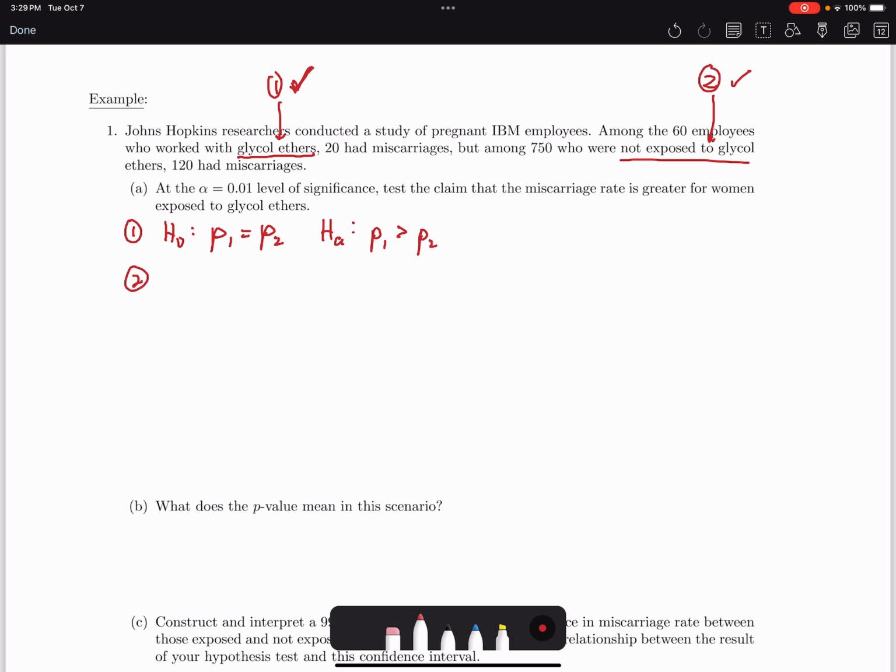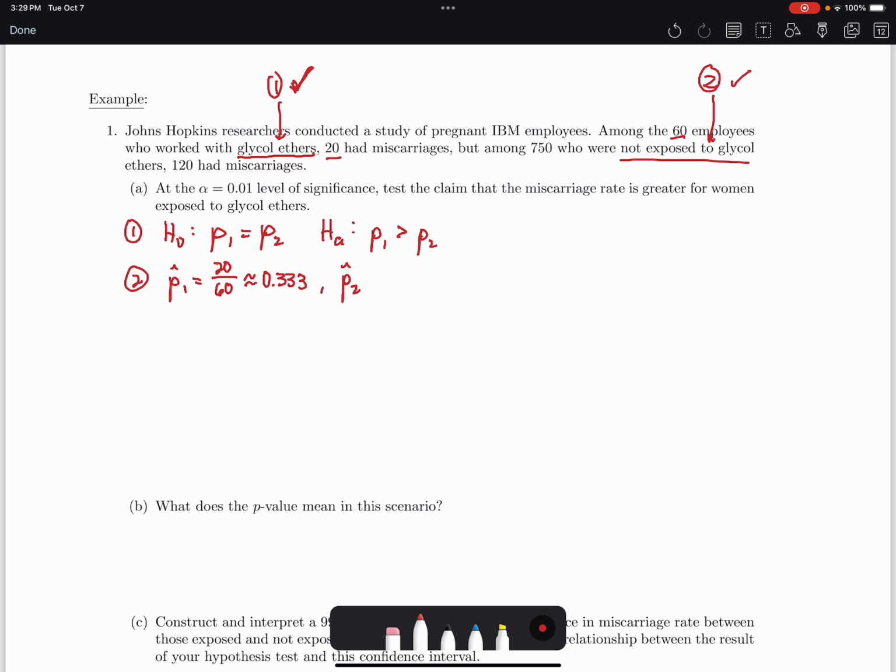Now, step 2 is that we want to get the sample proportions for each of those groups. So let's see if we can figure that out. Sample proportion for group 1, well, there were 60 employees in group 1 and 20 of them had miscarriages, right? So that's 20 out of 60. That's the miscarriage rate. I don't even need a calculator for that. I know that that's 1/3, right? Which is about 0.333 if I round to 3 decimal places.